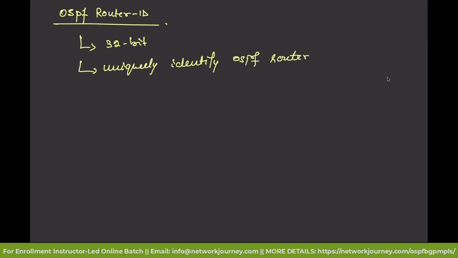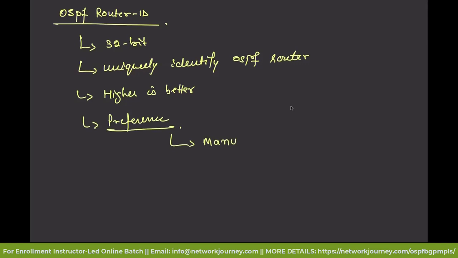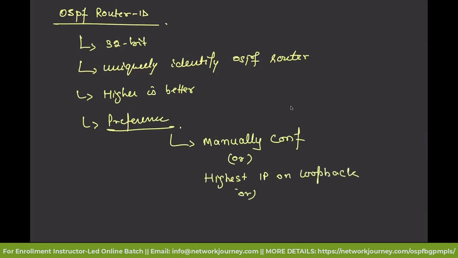So higher is better. Guys, after you're done speaking, please put your mic on mute. Thank you. Okay. So higher is better. There is a preference order. First of all, if you manually configure it, that is going to be taken. If you have not manually configured it, then whatever is the highest IP on your loopback is going to be taken. If there is no loopback, then the highest IP on the physical interface.